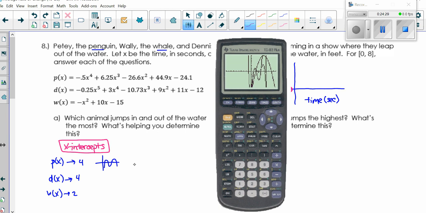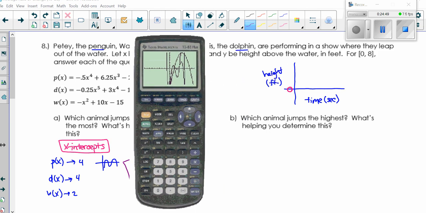So which animal jumps in and out of the water the most? It would be the penguin and dolphin. Okay, it doesn't ask us how many times, but we could say with 2 times compared to 1 time.